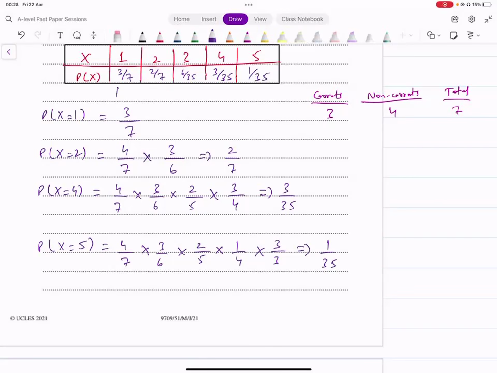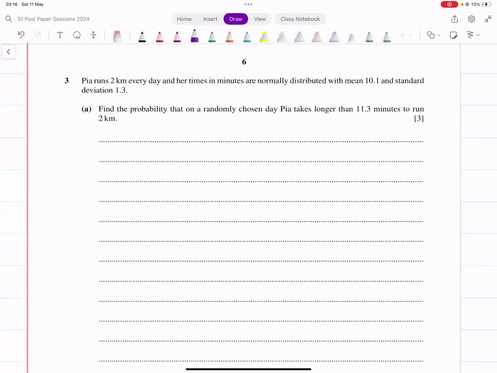And now you can verify your calculations. इन sub probabilities को add कर लें, they should all add up to 1 because the total probability is always 1. Sorry.